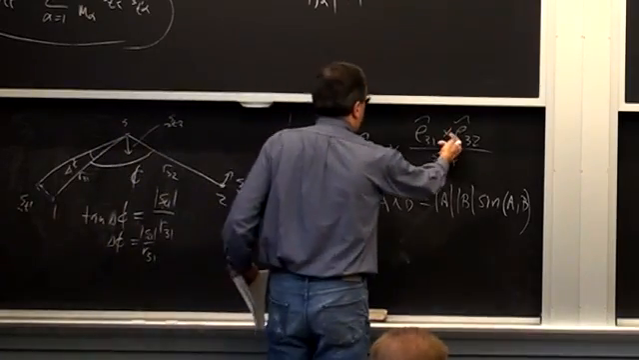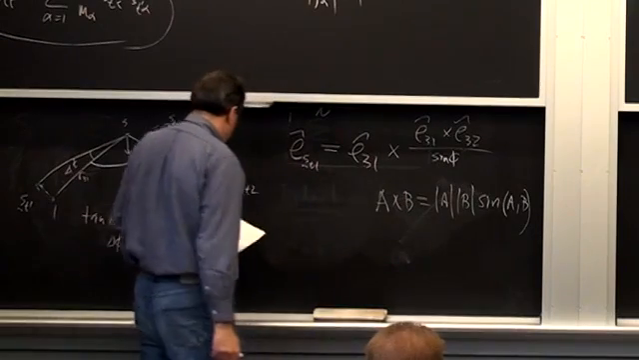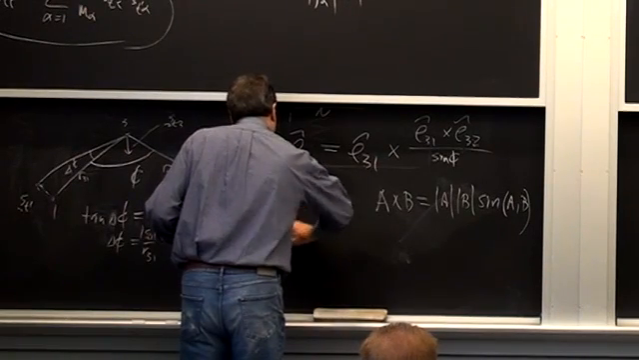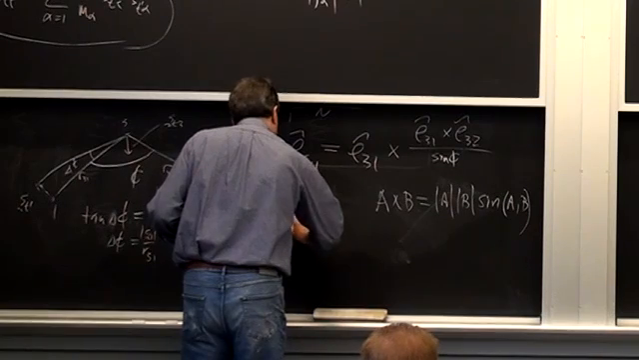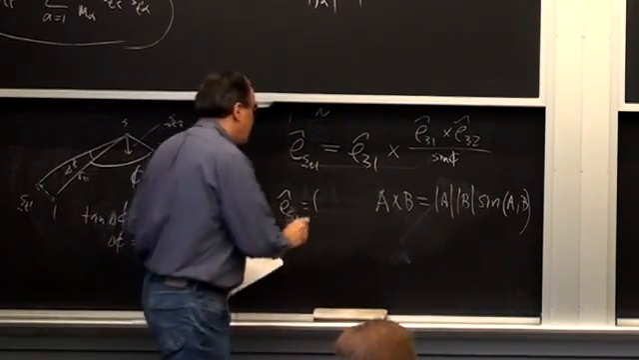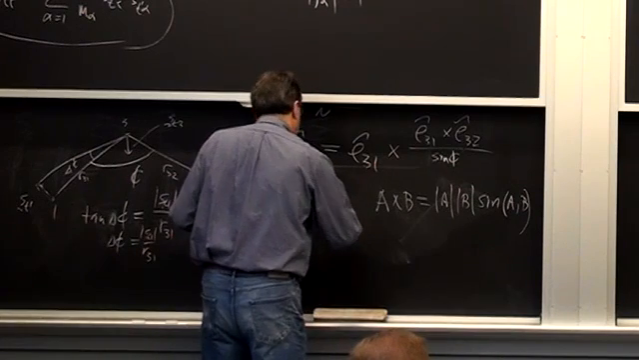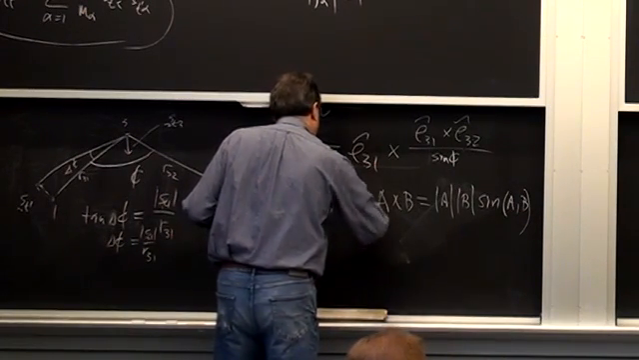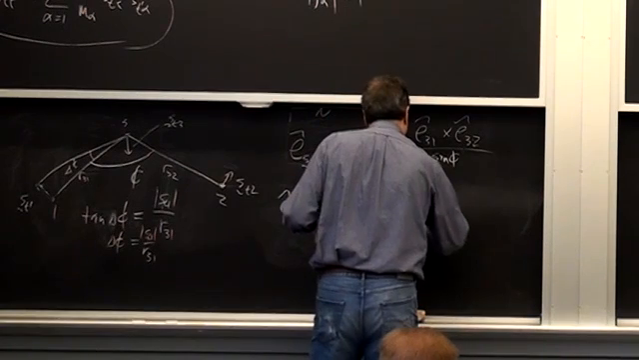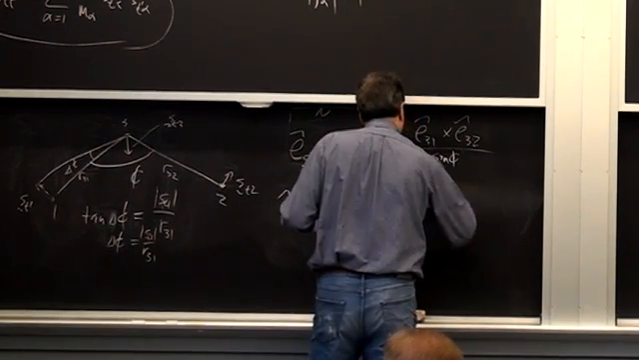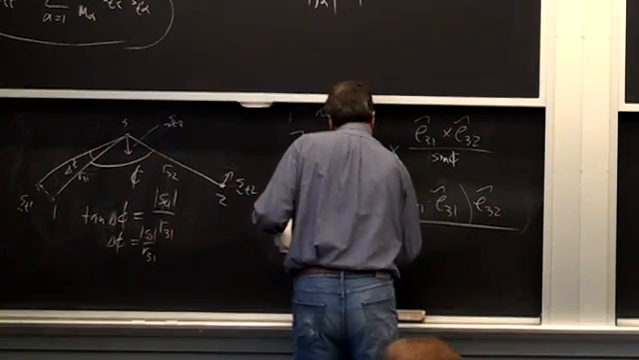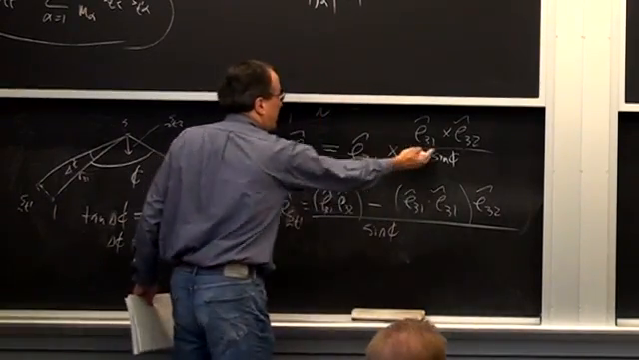So this is a vector cross product, and we want to manipulate that into a simpler form, or a form that we're going to use. And so E_ST is going to be, and you just have to do this, E31 dot E32 minus E31 dot E31, E32 over sine phi. So that's just the rules for a vector triple product.